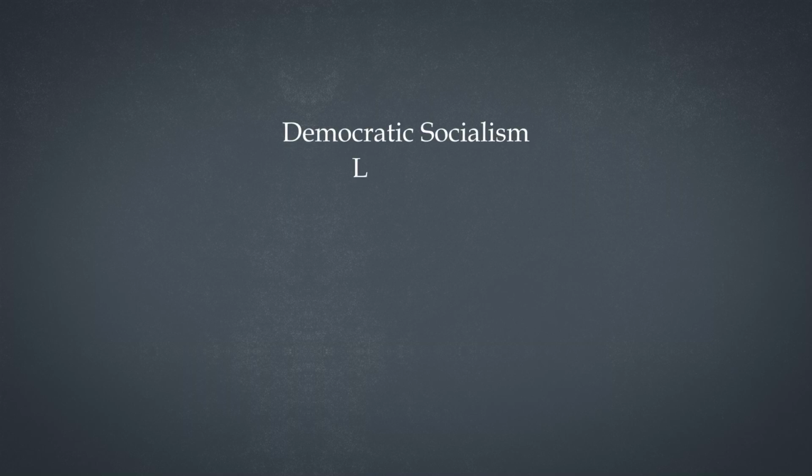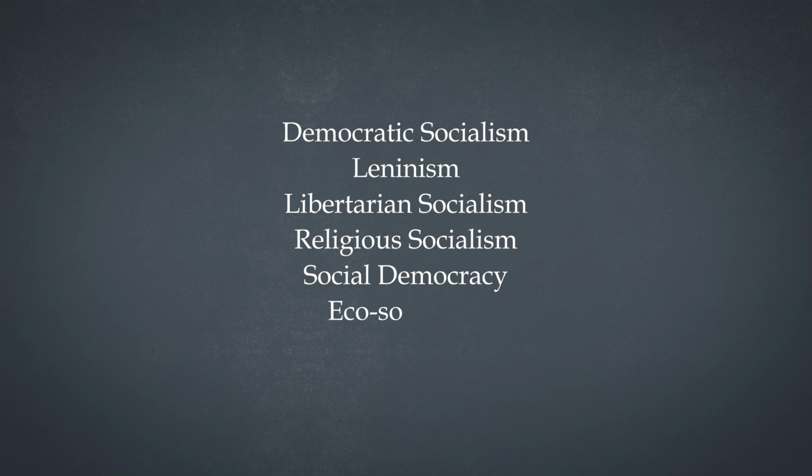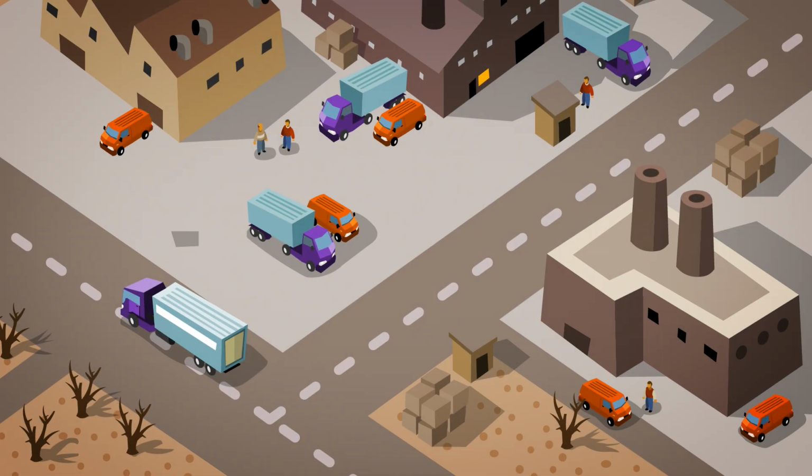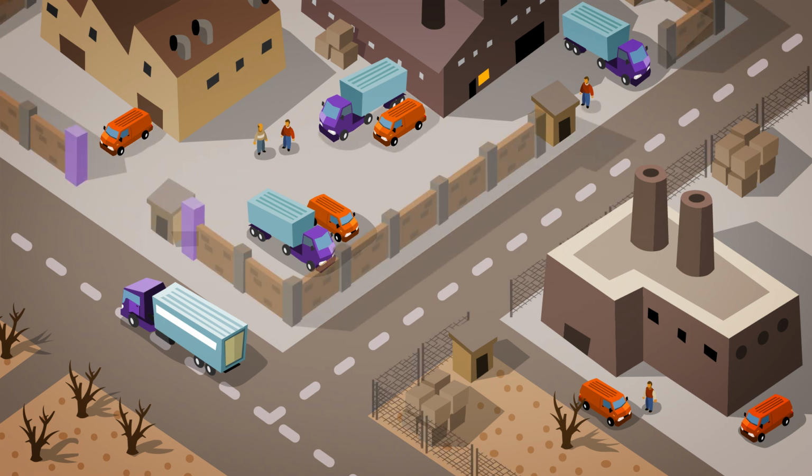There are different varieties of socialism. The theoreticians of socialism had different ideas about its functioning. However, there's one key difference that distinguishes socialist systems, regardless of their variety, from capitalist ones. The difference is private property.